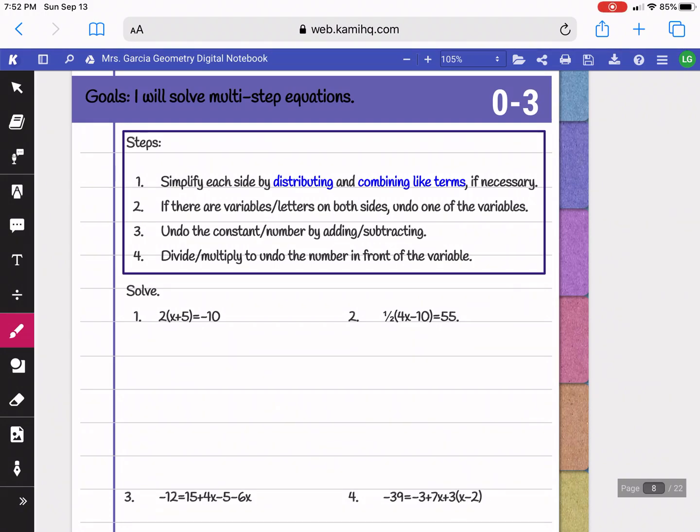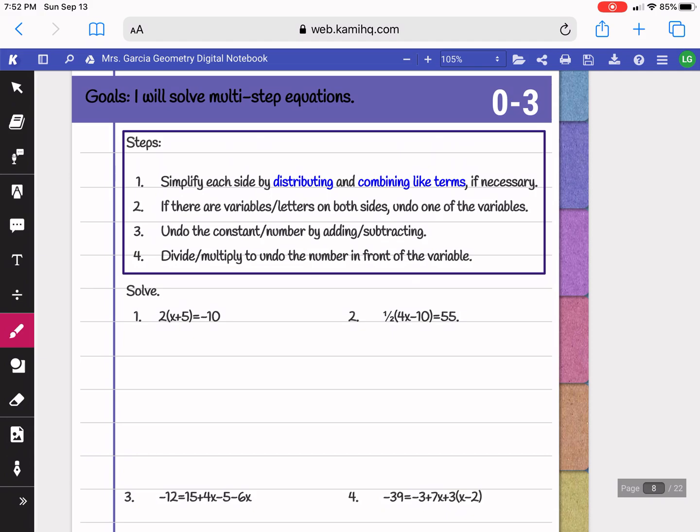In topic 03, we're going to be solving multi-step equations. So anytime you're solving, you want to make sure that each side is simplified by distributing and combining like terms if necessary. If there's letters on both sides, you want to make sure to undo one of the variables. Then you'll undo the constant and then divide or multiply to undo the number in front of the variable.